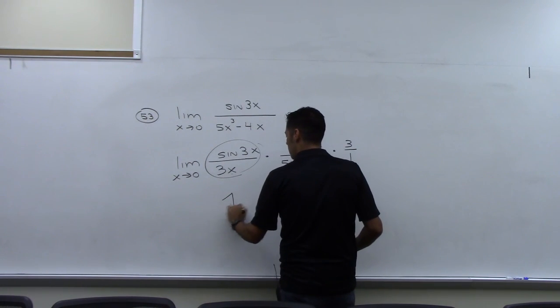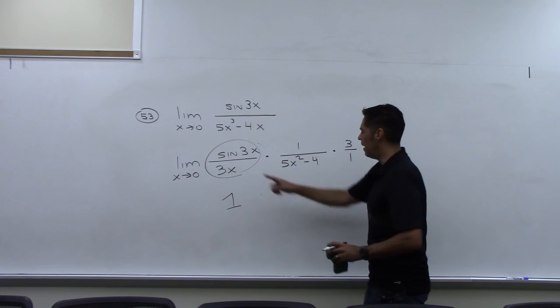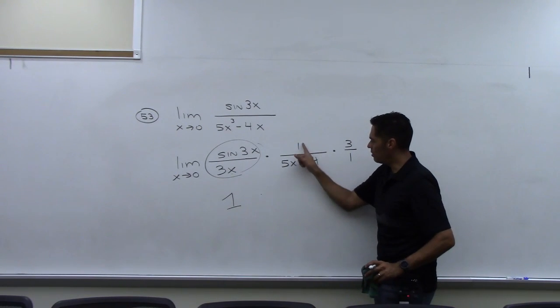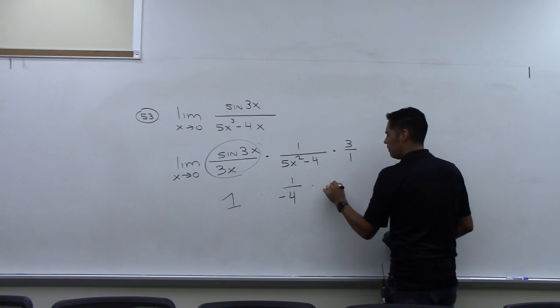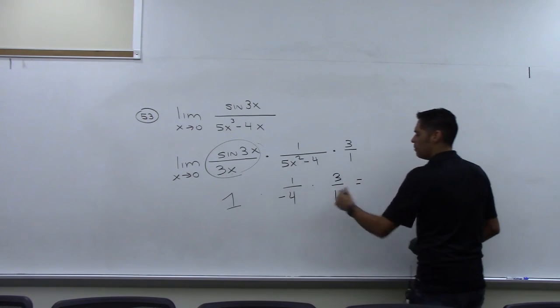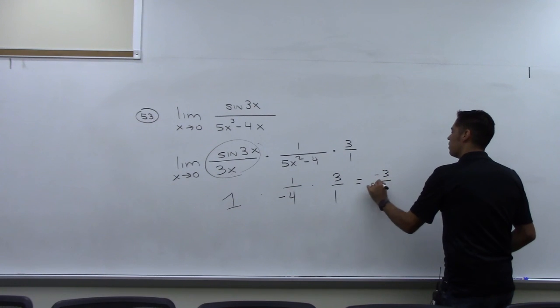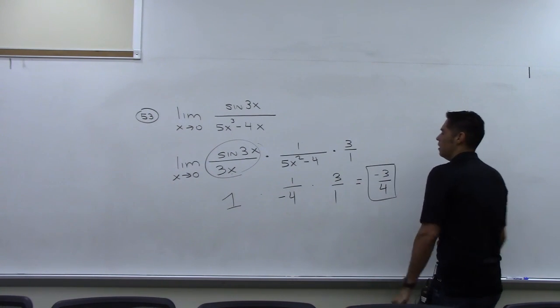This is going to go to 1, so no issues there. If x goes to 0, this is gone. I just get 1 over negative 4. And then over here, I'd get 3 over 1. And if you multiply straight across, you get negative 3/4. That's it.